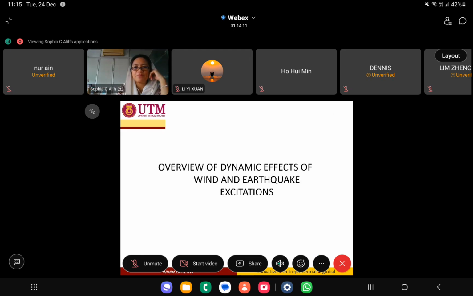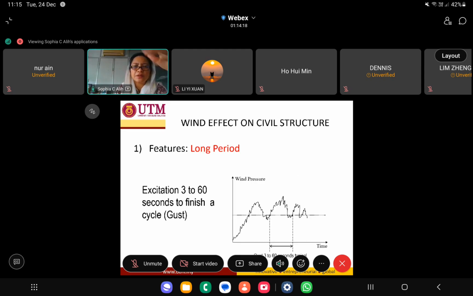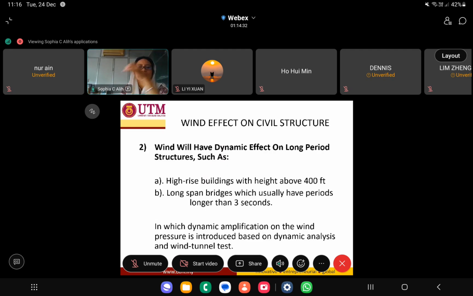So, a little bit of overview on wind and earthquake excitation. For wind, I mentioned to you it is for long periods, and the excitation is between 3 to 60 seconds. This is one gust. It will have a dynamic effect on long-period structures like high-rise buildings and long-span bridges, in which their natural period is longer than 3 seconds.